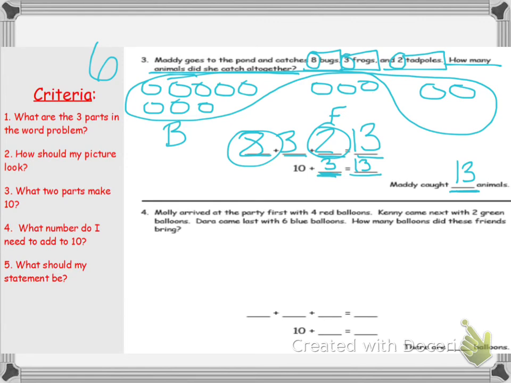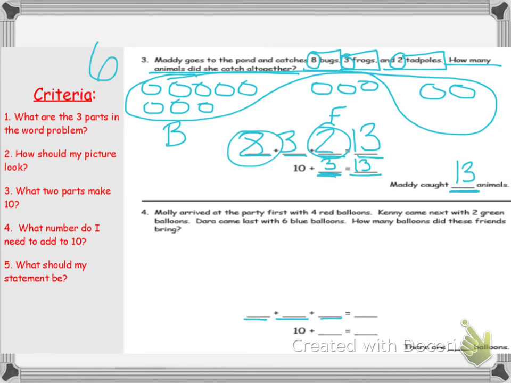All right, remember the criteria. What are the 3 parts in the word problem? Write it in the number sentence. How should my picture look? Draw it. Draw those 3 parts. Do this now. What 2 parts make 10? Circle it in your picture and in your number sentence.